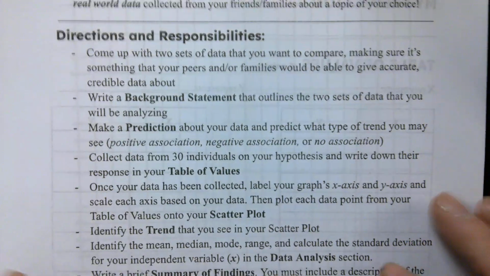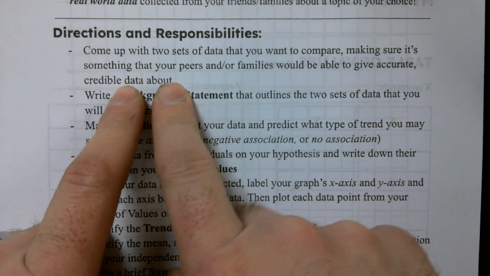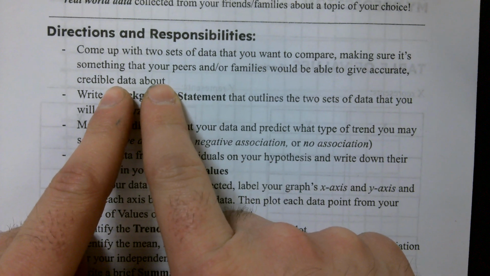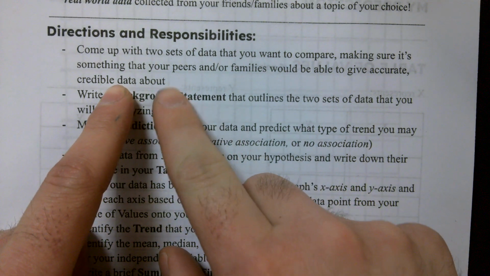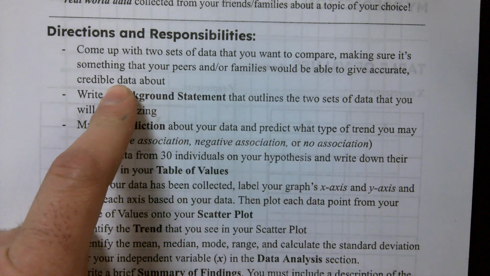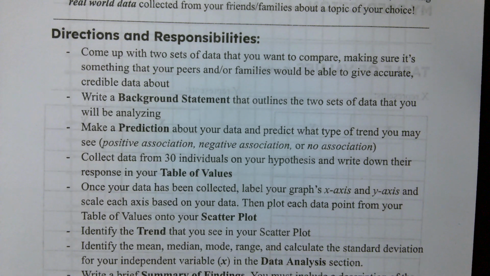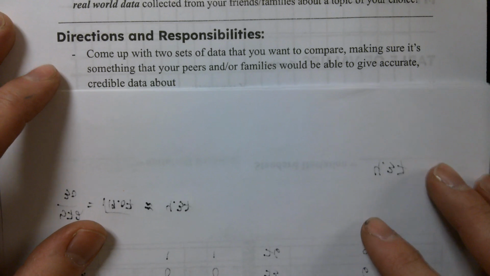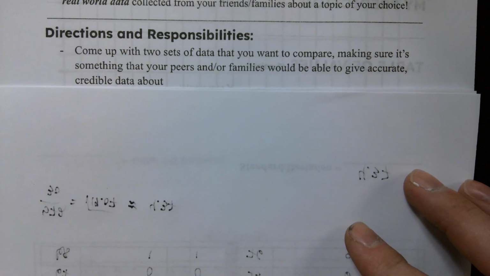So, can I get a volunteer to read this first thing for everyone? Yeah, Alex? Come up with two sets of data that you want to compare, making sure it's something that your peers and your family will be able to give accurate, credible data about. Perfect, absolutely. So, I know it says peers and or families.